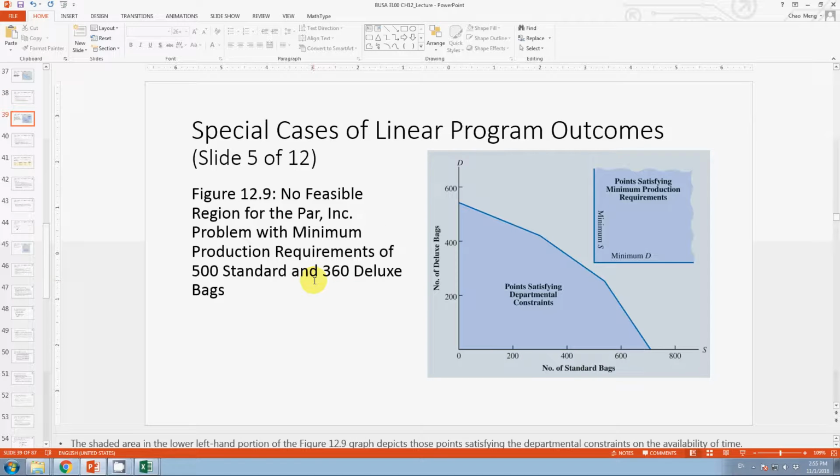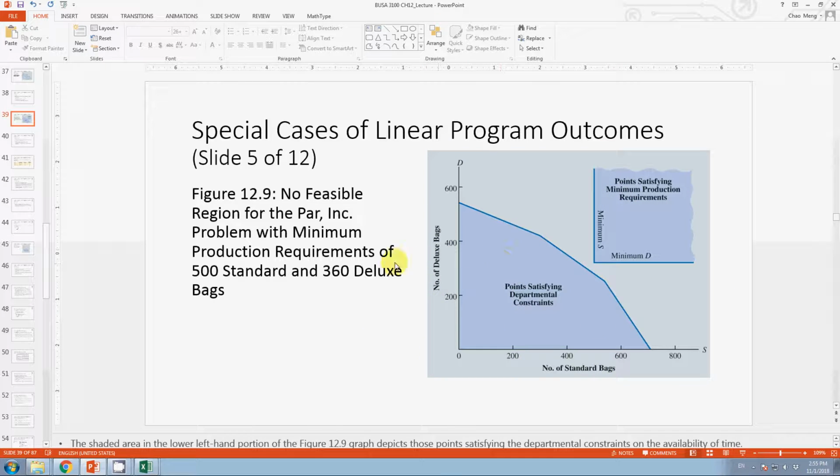Okay. So, for example, if we still talk about producing the standard bags and deluxe bags, and we have one more requirement from the high-level leadership, their requirement is that you need to produce at least 50 standard bags and 360 deluxe bags using the previously provided resources. So what if we plot this additional constraint in the plot?